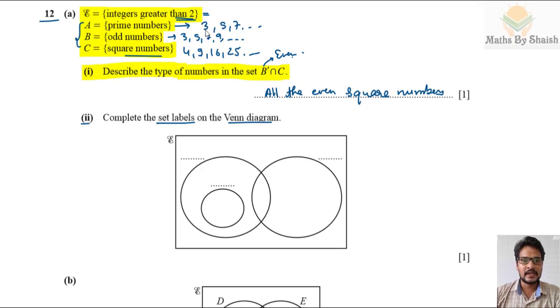And here we can see 3, 5, 7 and so on come under the odd numbers, because the only even prime number was 2, which is not there in this set. So the prime numbers are going to be inside the odd numbers, so we will make this bigger circle odd. And there are some odd square numbers as well, so that's why there is an intersection, and this would be C. I believe it is okay. Let's do the next part.